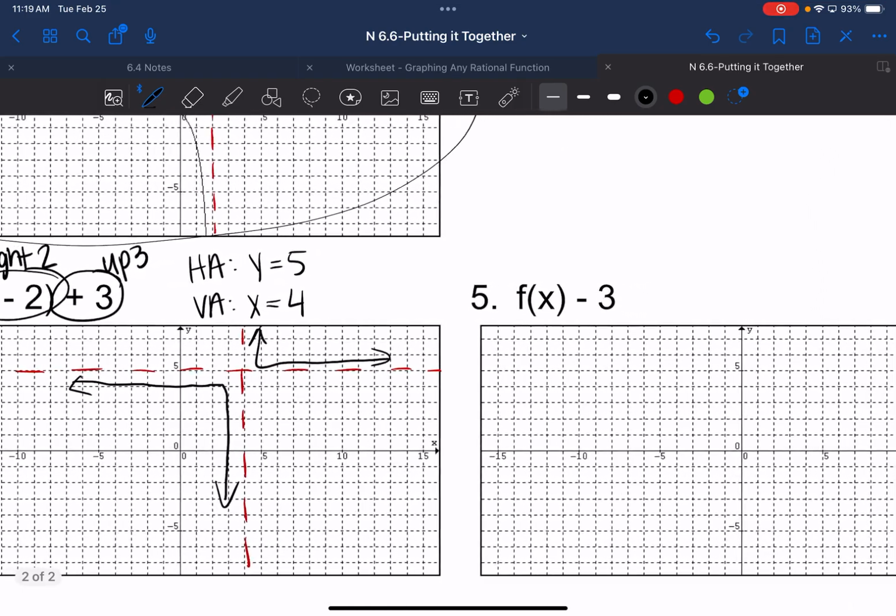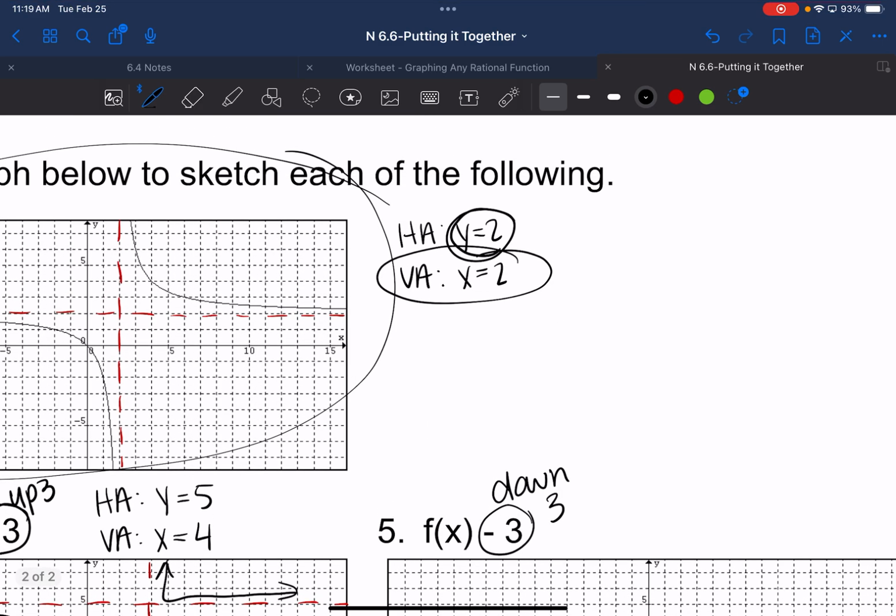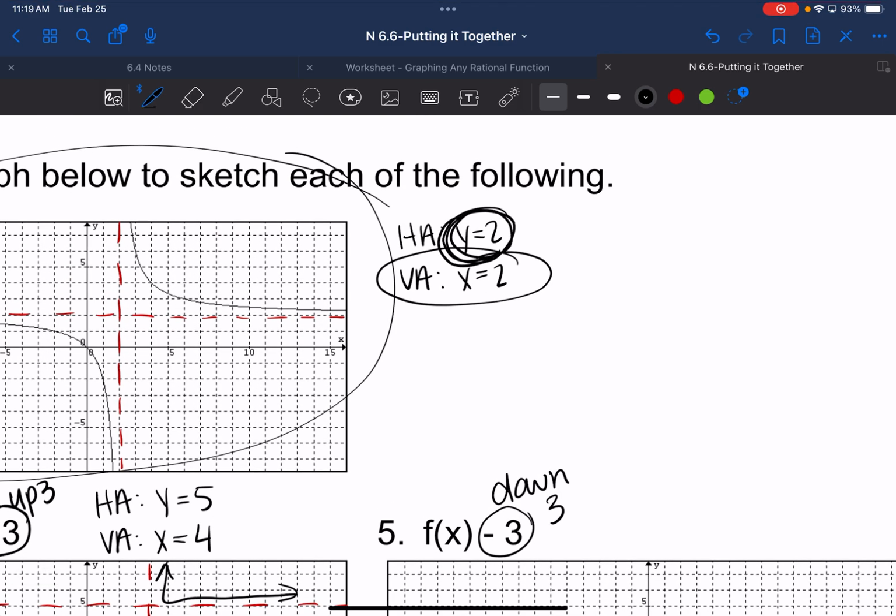Okay. Number 5. Number 5 does not say anything about moving left and right. What does number 5 say to do? Down. So down 3 places. Okay, so again, I was originally at y equals 2. So if I move down 3 from there, where will I be at now? -1.